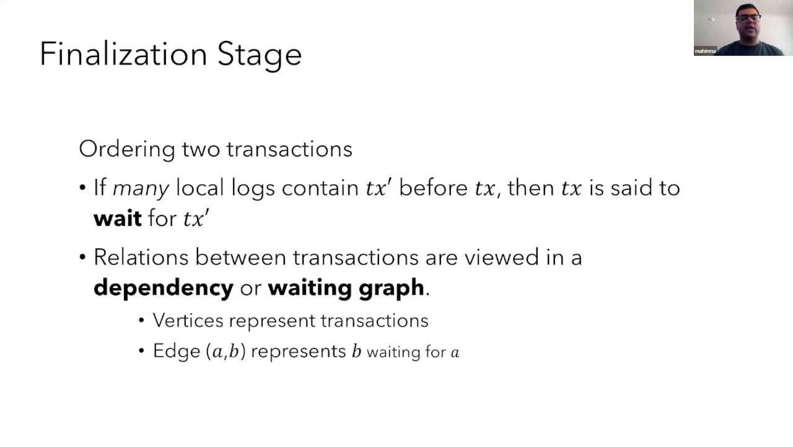So in the finalization stage, to order 2 transactions, we look at whether many of these local logs contain a transaction tx prime before tx, and then we say that tx is set to wait for tx prime. We view these relations in the form of a dependency or waiting graph, where vertices represent transactions and edges represent transactions waiting for each other.